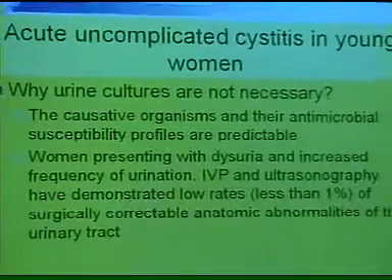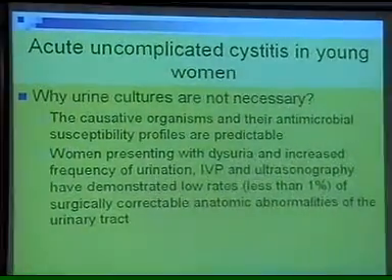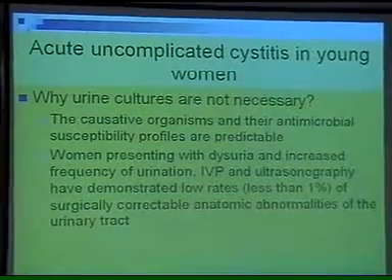Now the question is, in young women with uncomplicated cystitis, should we do urine cultures? The studies have shown that the causative organisms and their antimicrobial susceptibility profiles are predictable. Mostly it's E. coli or Staphylococcus saprophyticus. So if there are no complicating factors, you can just give a 3-day course of antibiotics and not do a urine culture unless other factors are present.